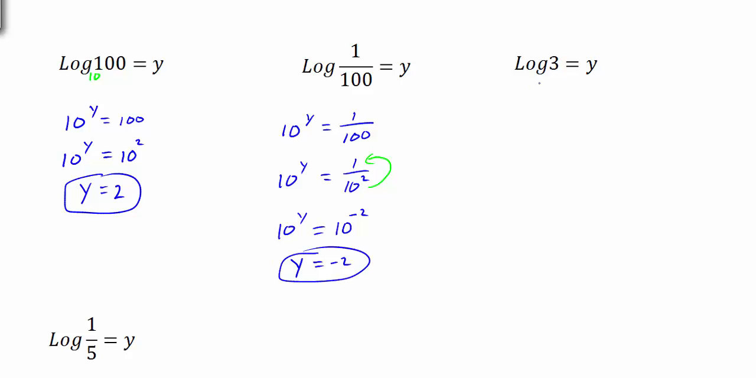All right, what about this last example? Log 3 equals y. Well, once again, the base is 10, so we would have 10 to the y equals 3. Now, this is a little bit of a trick question. We do not have any way that we can rewrite 3 so that we have a base of 10. So this one's actually going to require us to use our calculator. So rewriting this is not going to work for this example, okay? So we're going to use the calculator.